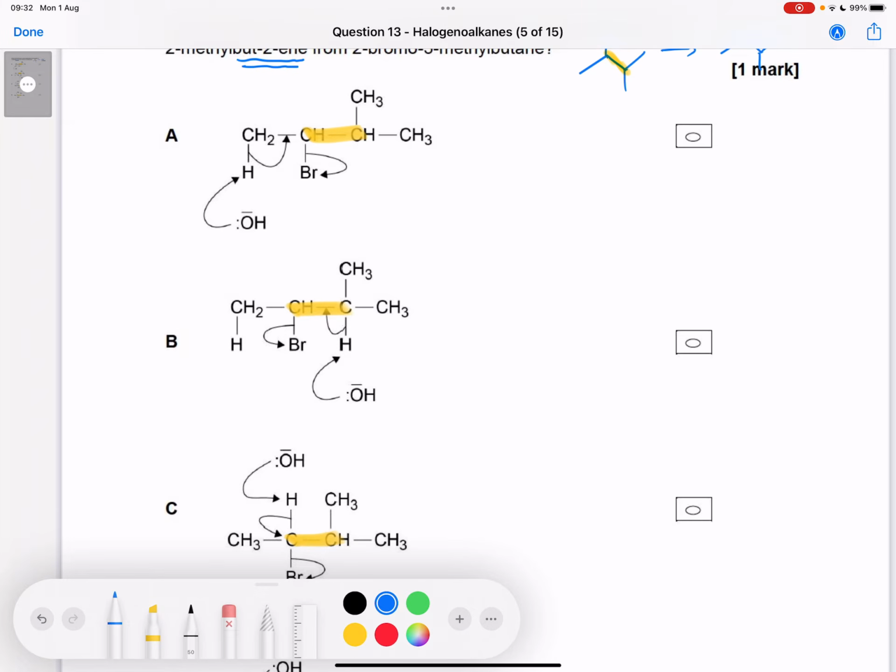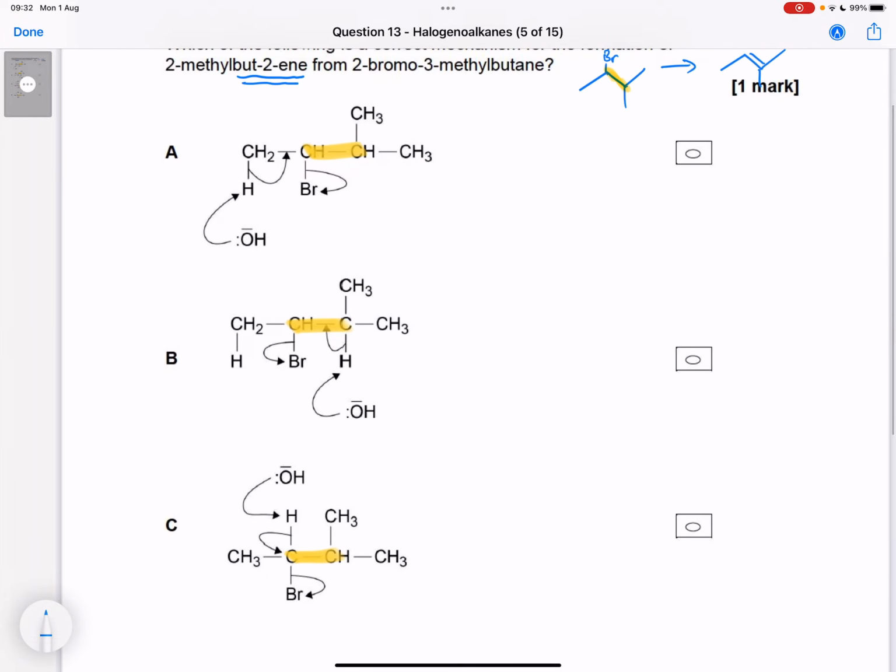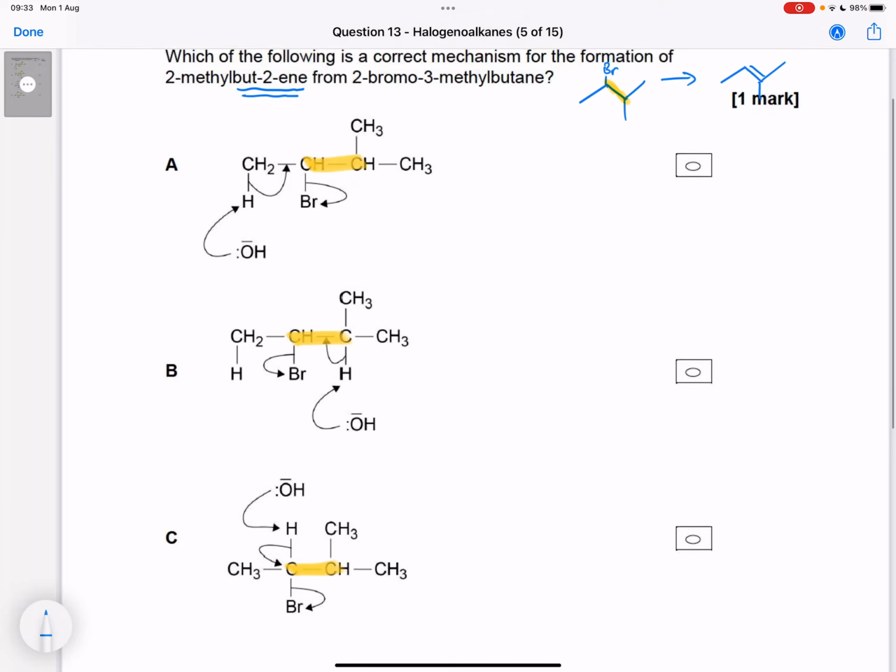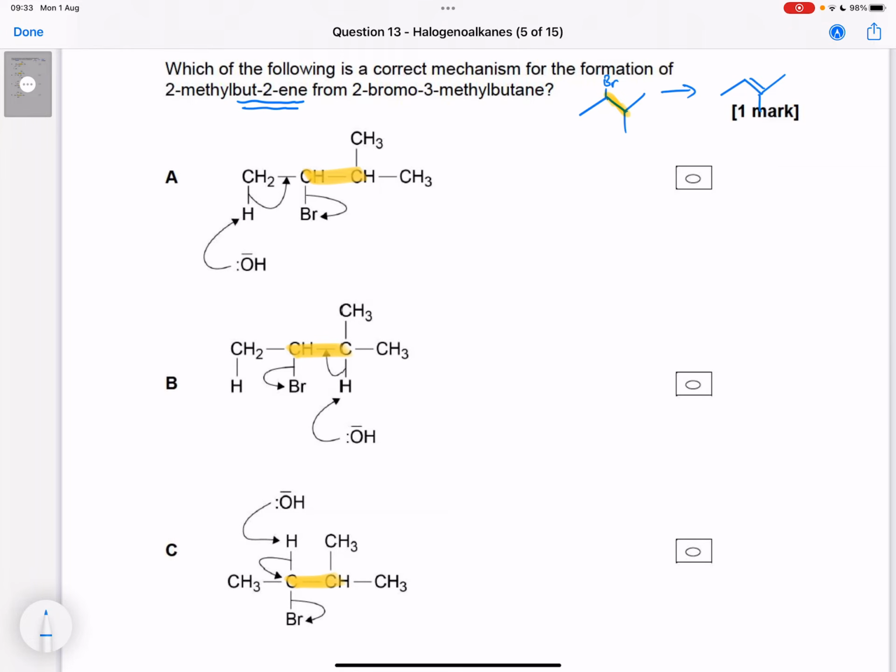Now if we look then at the first one, the first mechanism is a good mechanism. It's well drawn. The curly arrows are all correct, but it wouldn't form but-2-ene, it would form the but-1-ene because the proton being removed, the hydrogen being removed by the hydroxide ion in the first curly arrow step is from carbon number 1. So then we would have a look at the next one.